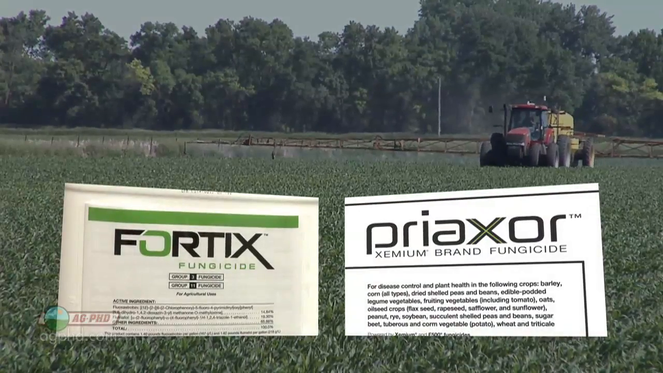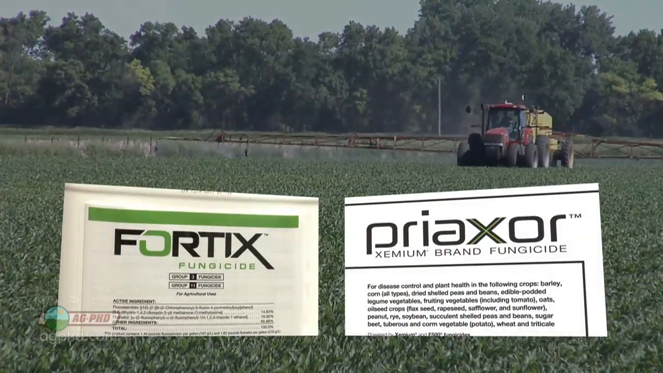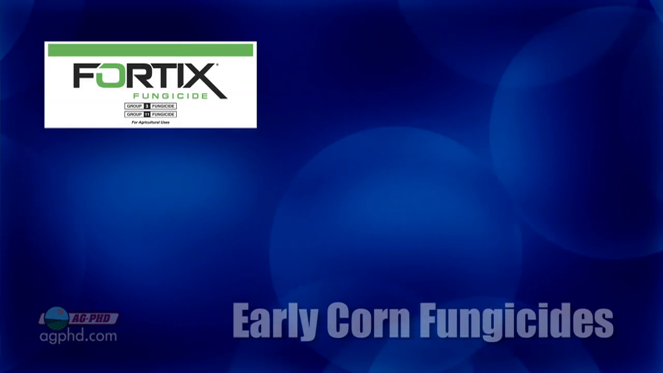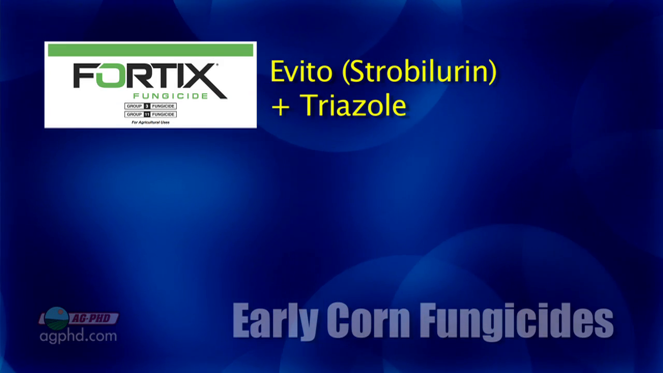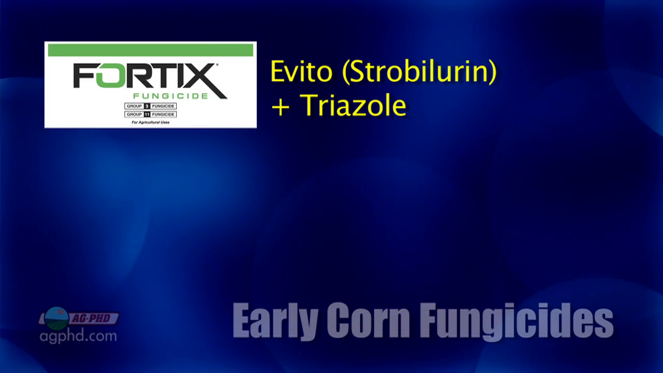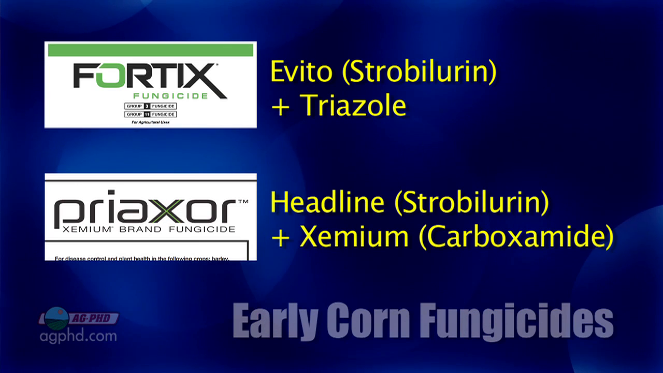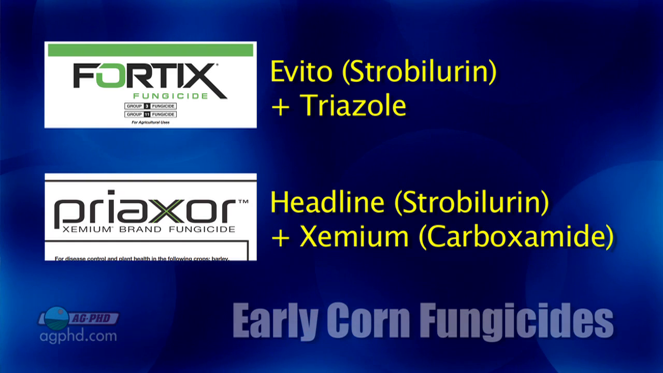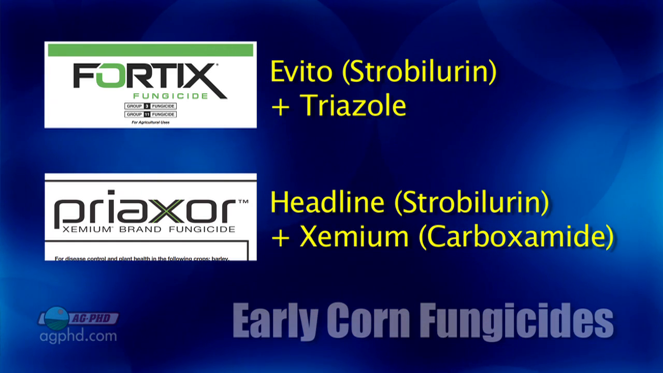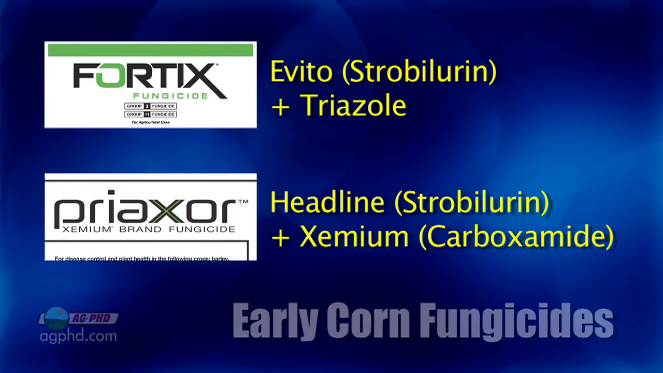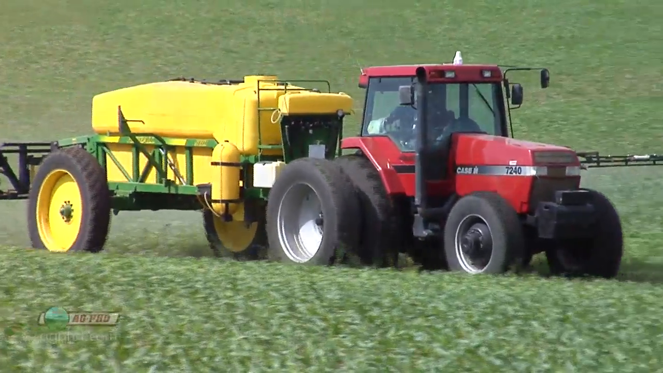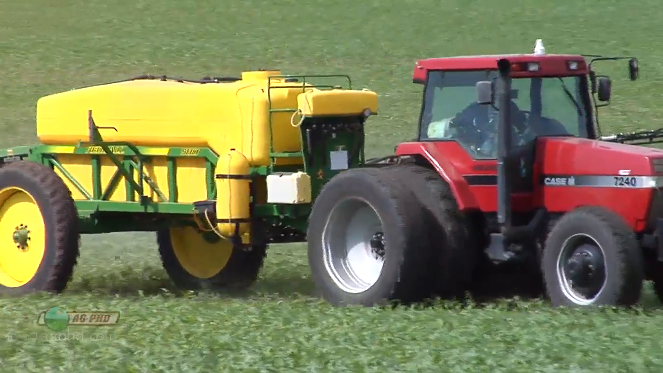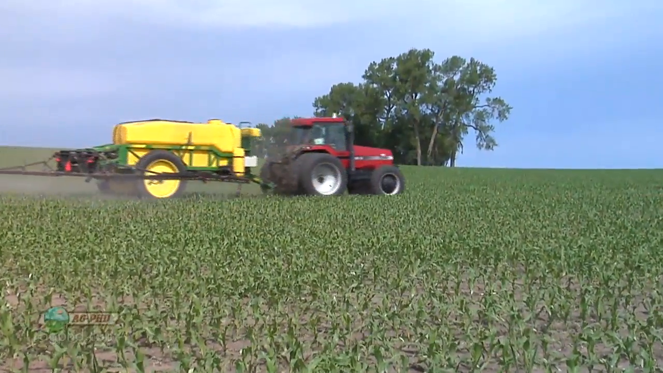So what a lot of people are looking at is one of the combinations, 2 of the most common combinations that are used in this early timing for corn are Fortix and Preaxor. So when we're looking at those 2 main products, like Fortix, for example, it's Aviator, which is strobilurin, plus a triazole, or Preaxor, which is Headline in the strobilurin family, plus Xemium, which is in the carboxamide family. So there's a couple different families of fungicides going on in both of those products. I think that's a good recommendation just in terms of disease resistance management, but also just to get more products out there to try and control disease, because you never really know exactly what disease is going to strike.